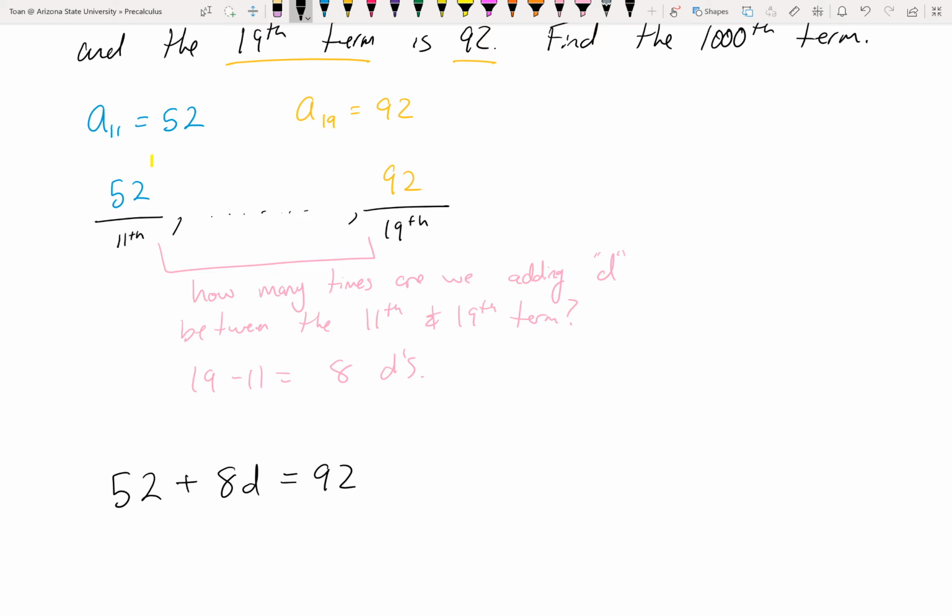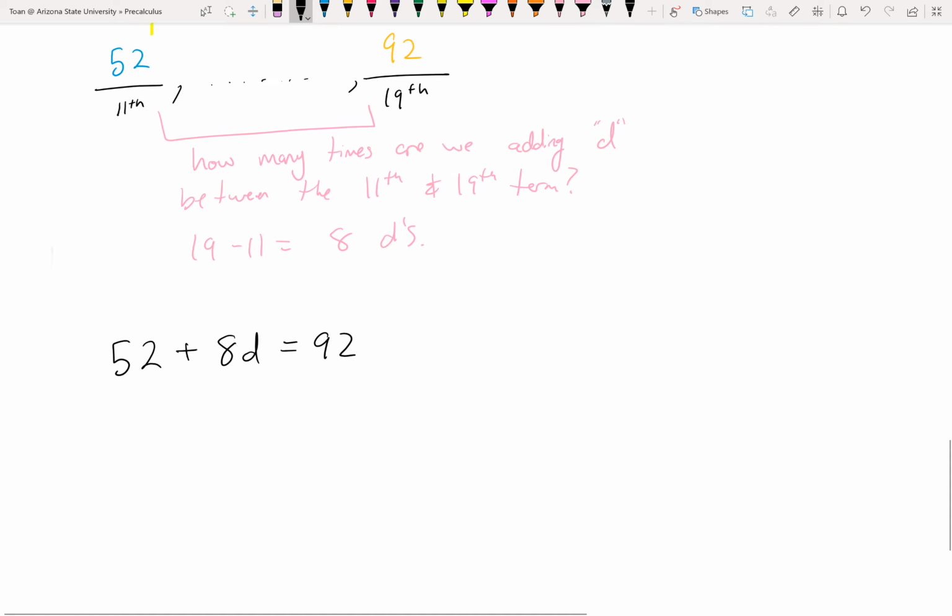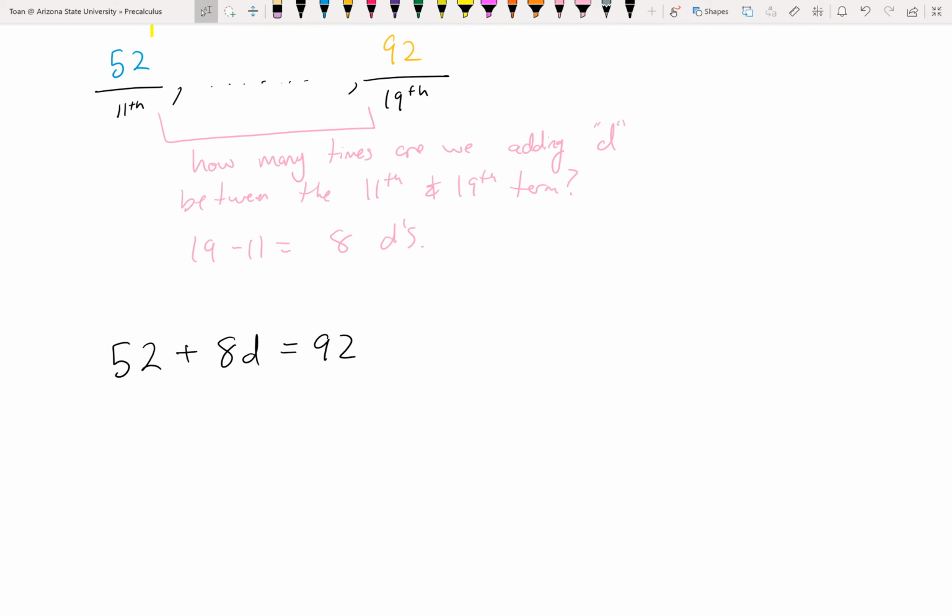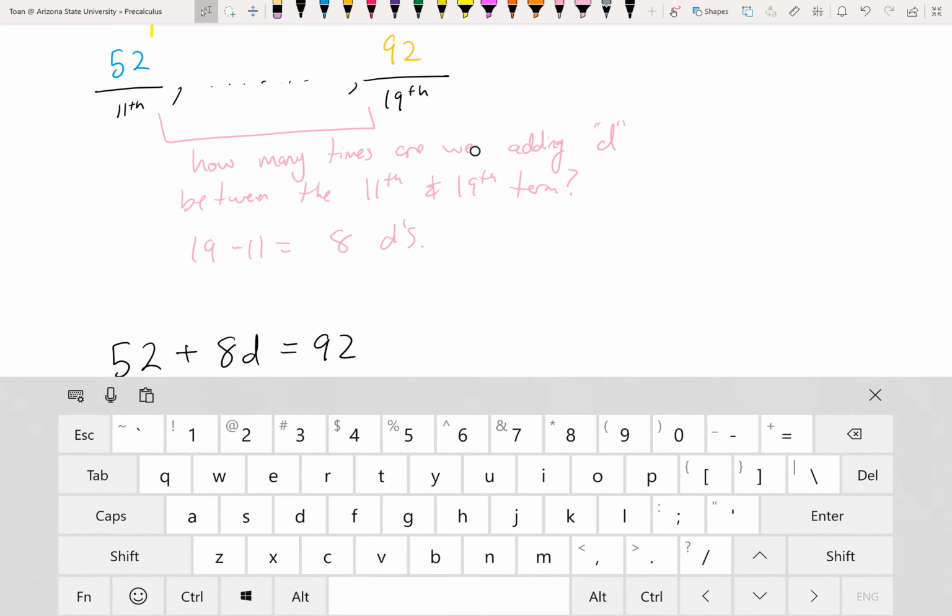Hey, that gives us an equation to solve for d. So then this is just simple algebra, right? Subtract the 52 and d equals 5. So lo and behold, we figured out what the common difference is. Now we could do the same logic to figure out what the first term is, but let's go to the original instructions.